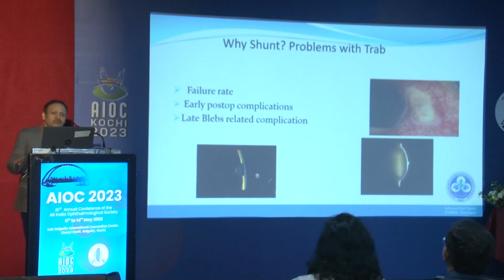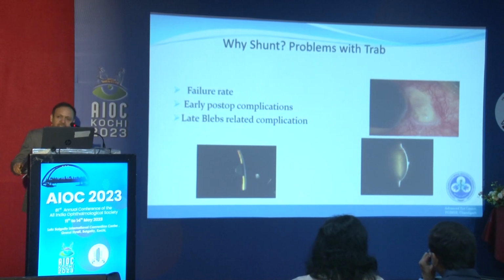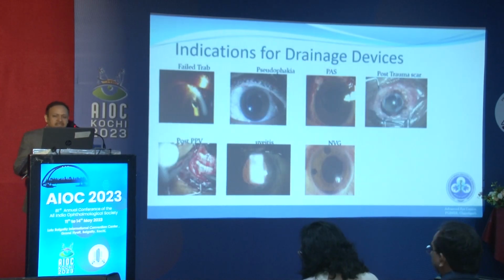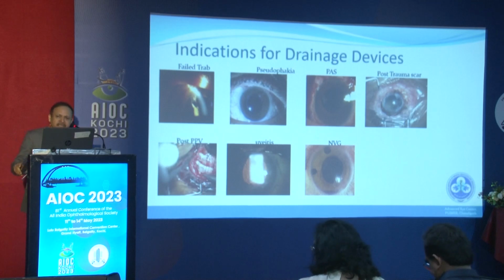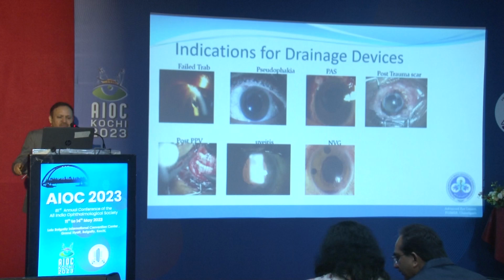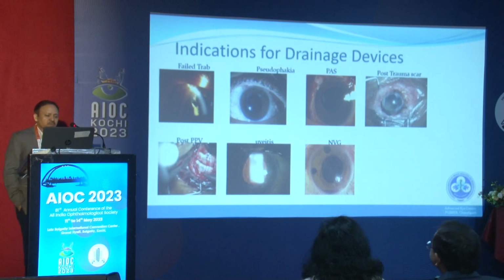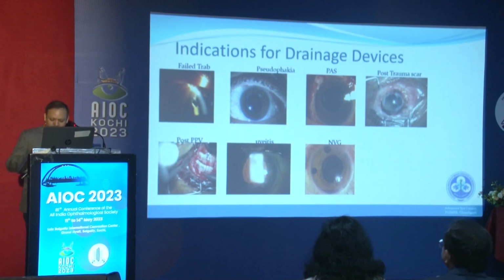Why shunt? What is the problem with trab? There are a lot of early and late postoperative complications associated with trab, like infections, choroidals, shallow AC and complications of shallow AC. The indications for drainage devices cover a wide range: failed trab, aphakia, pseudophakia, PAS, post-trauma scar, post-PPV, uveitic glaucoma or neovascular glaucoma.